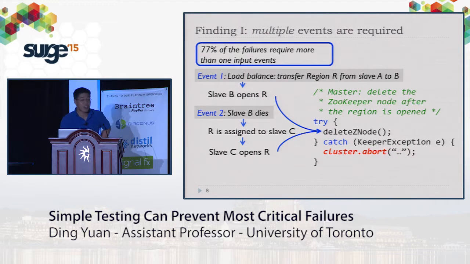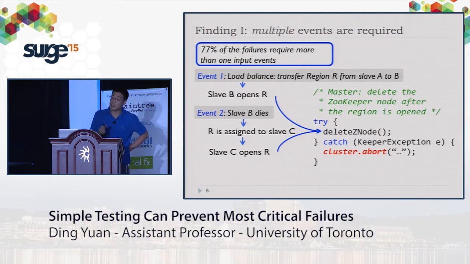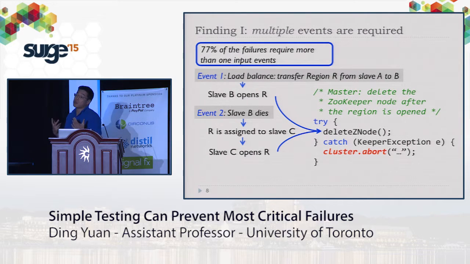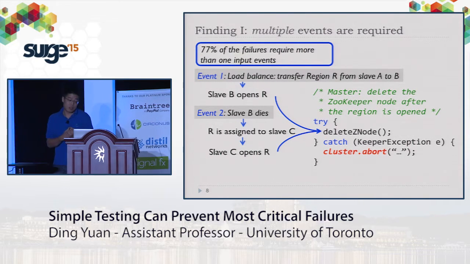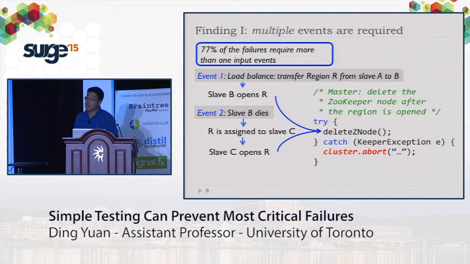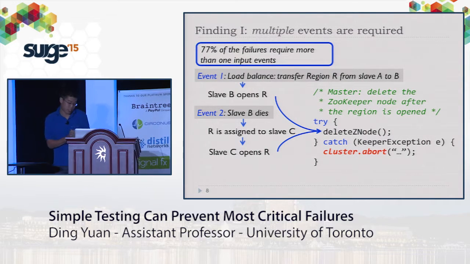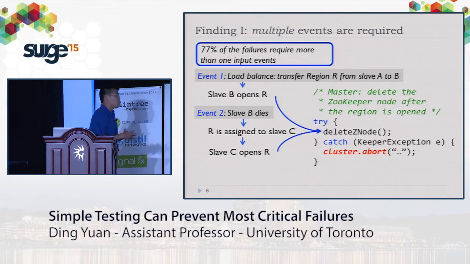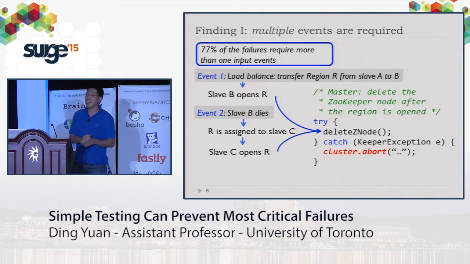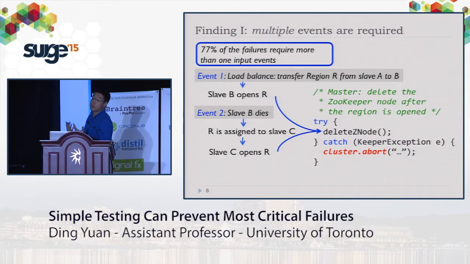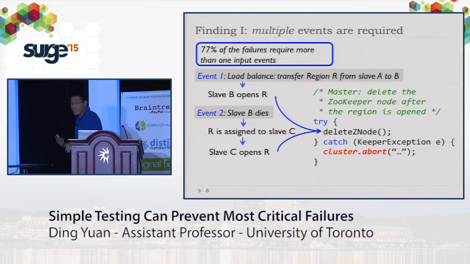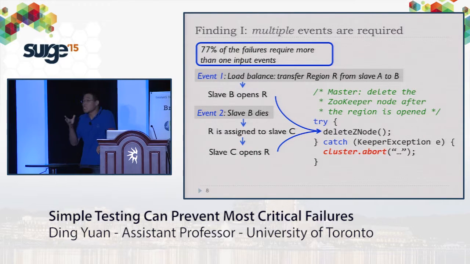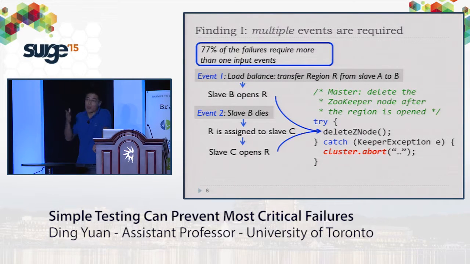First, we found that for this failure to happen, you need multiple input events. You need first, there's a load balancing event, and you need a node to crash. And in fact, among our randomly sampled failures, we found a vast majority of them require multiple events. Then the implication for testing is that a single event is not going to allow you to take down Google or any of the cluster. You need to come up with a combination of multiple events.